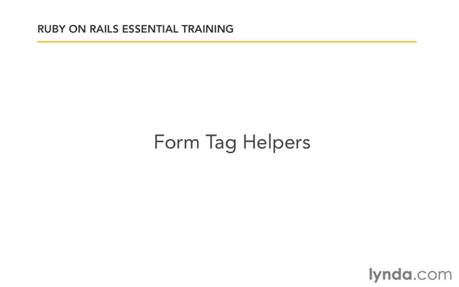All the form helpers that you've learned so far in this chapter depend on having an active record object that you can use with the helper. But sometimes you need a form or just a form field that isn't connected to an object. And in those cases, we have generic form tag helpers.